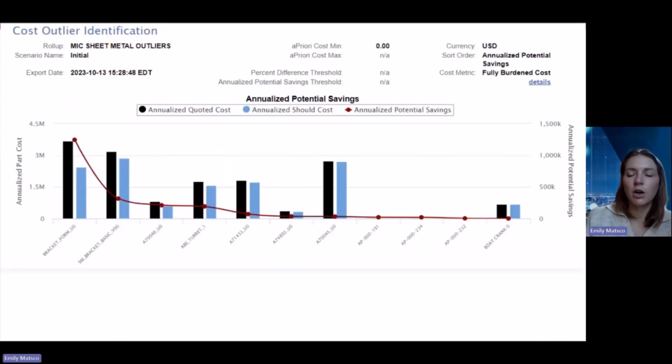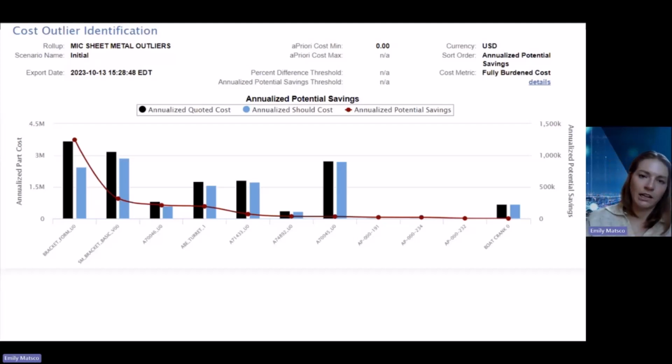And so to start, hopefully this looks familiar to most folks, but when you're identifying cost outliers, we do have an out-of-the-box report in AP Analytics. And I always recommend just starting with that to get a picture of the set of parts that you're looking at. So this is a smaller subset, just to demonstrate this whole process. In this case, I have a set of sheet metal parts.